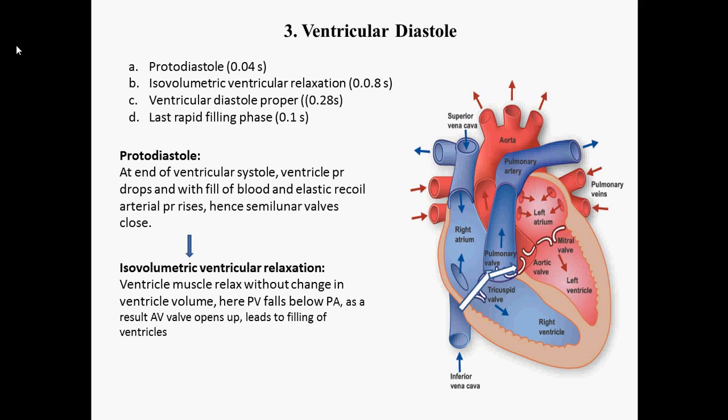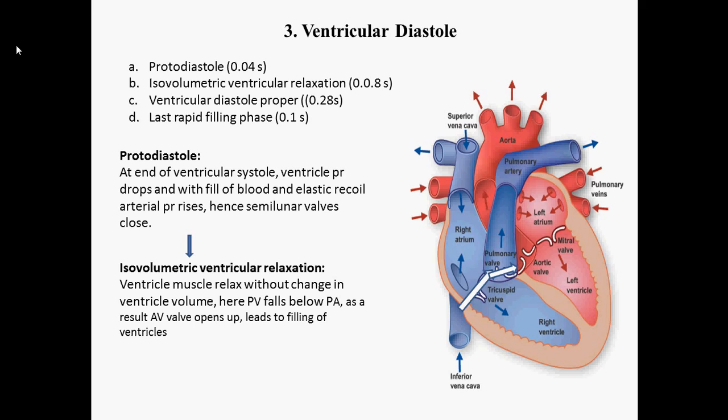This protodiastole phase is followed by isovolumetric ventricular relaxation, that is complete relaxation. But again the term isovolumetric, again no change in the volume happens, the muscles just relax, the tension of the muscles is relaxing, but no change in the volume of the ventricles. So ventricular muscles relax without change in the ventricular volume. Here the pressure in the ventricles falls below the pressure of the atria. Now this needs to be understood.